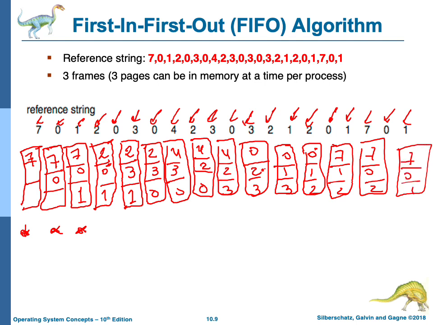So how many total page faults? 1, 2, 3, 4, 5, 6, 7, 8, 9, 10, 11, 12, 13, 14, 15. 15 page faults if we were to use the first in, first out algorithm.